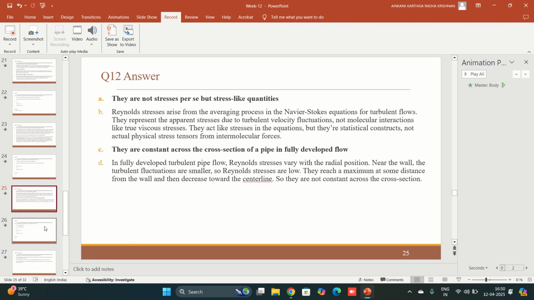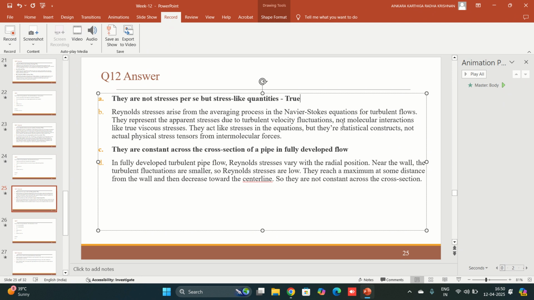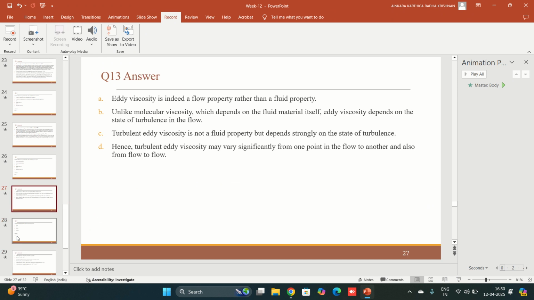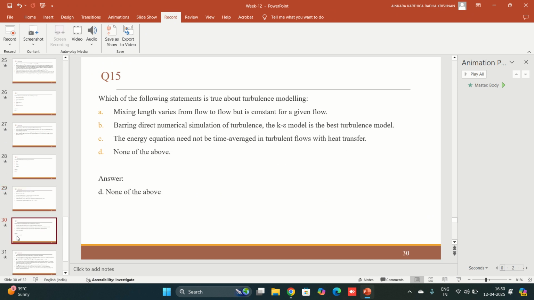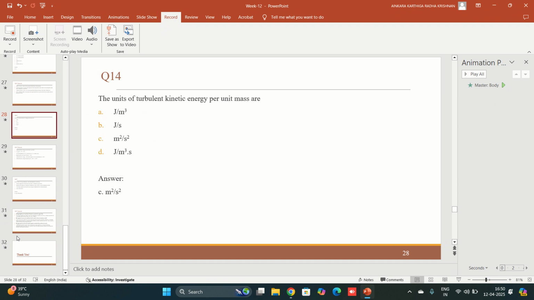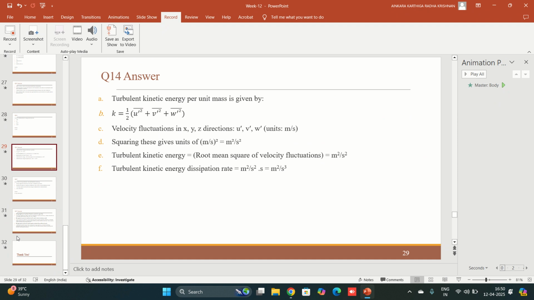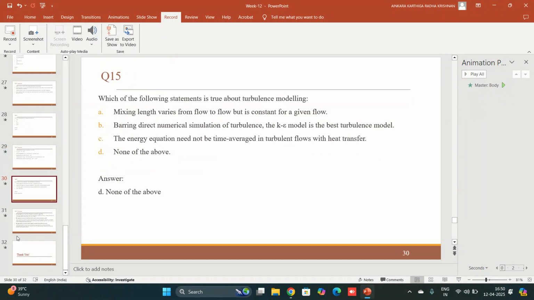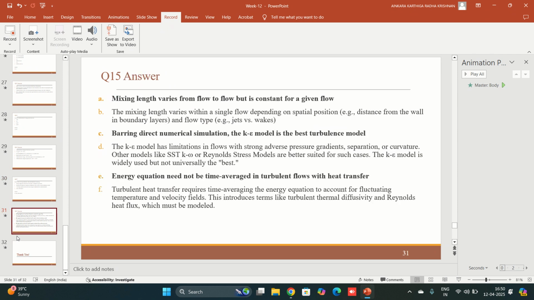And 12, this is true. Reynolds stresses are not stresses per se but stress-like quantities, but they are not constant across the cross section of a pipe in a fully developed flow. This is false. Eddy viscosity is a flow property, and we have seen the unit of turbulent kinetic energy per unit mass is meter square per second square. And mixing length varies from flow to flow but is constant for a given flow. It is false.